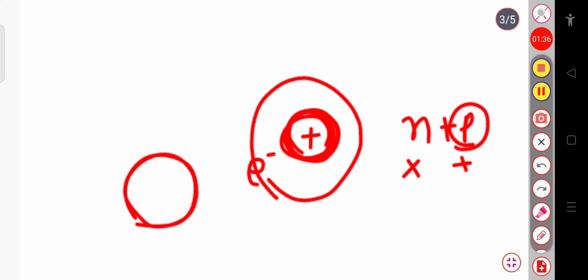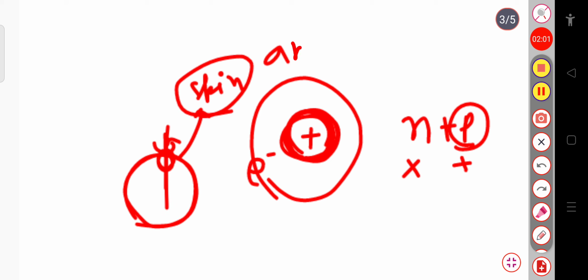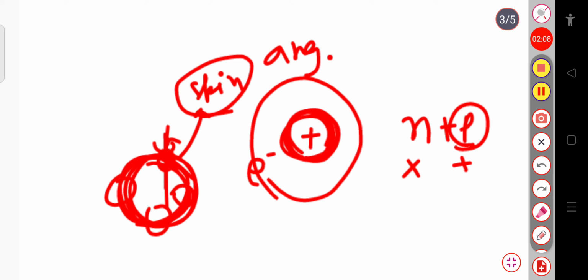angular momentum. And when this is your proton, it will spin about some axis passing through its center of mass, then we can say that it will possess the spin angular momentum because of its spinning motion about its axis through the center of mass. And because of its orbital motion, it will possess the orbital angular momentum.